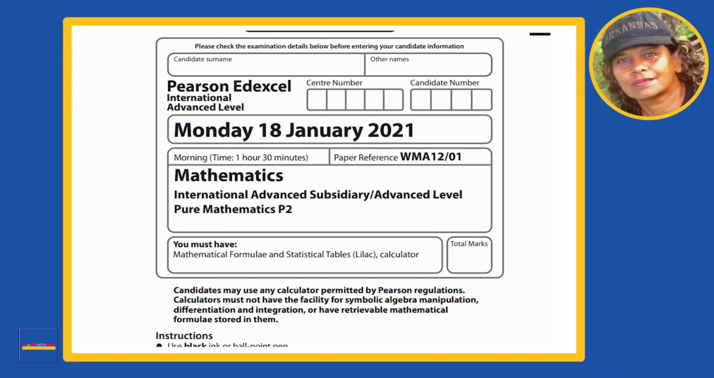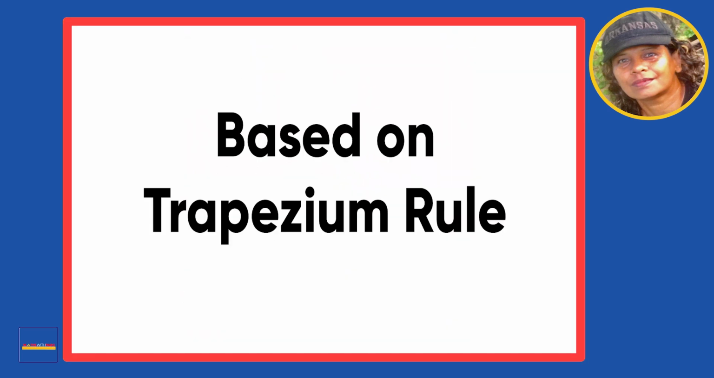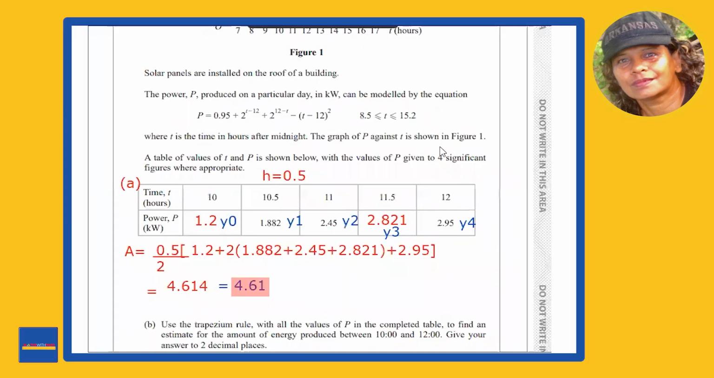Today I shall be discussing a question from January 2021, paper 2, question 7. And here is the question. It's based on the Trapezium Rule, how to calculate the data in a trapezium table. The first part is to calculate and fill up the table, and the second part is to use the trapezium rule to evaluate what they have asked. So let's get on to the question.